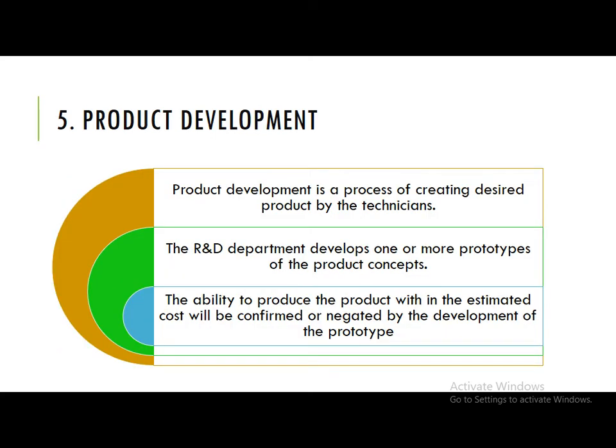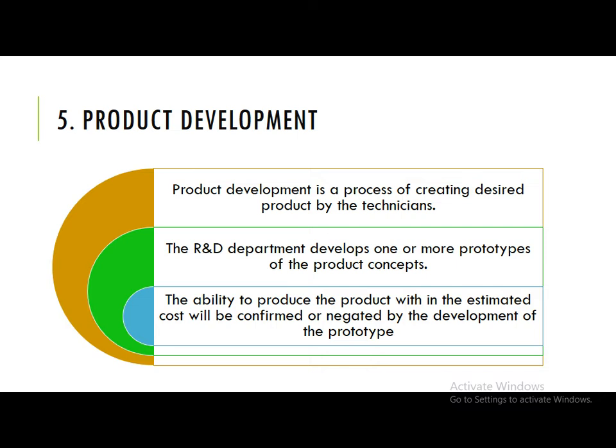Next part is product development. Product development is the process of creating the desired product by the technicians. The research and development department develops one or more prototypes of the product concept. The ability to produce the product within the estimated cost will be confirmed or negated by the development of the prototype.